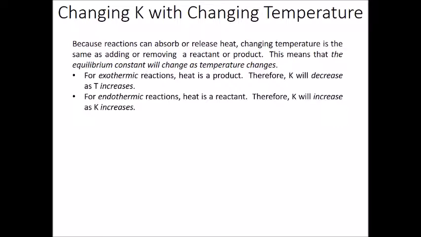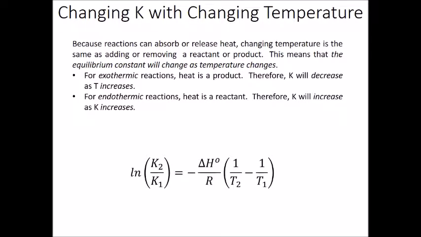This is the equation we use to calculate those changes. Let's break down the components one by one. ln is the natural log function. You should have this on your calculator. K1 and K2 are the equilibrium constants. R is our old friend, the gas constant, 8.314 joules per mole Kelvin.